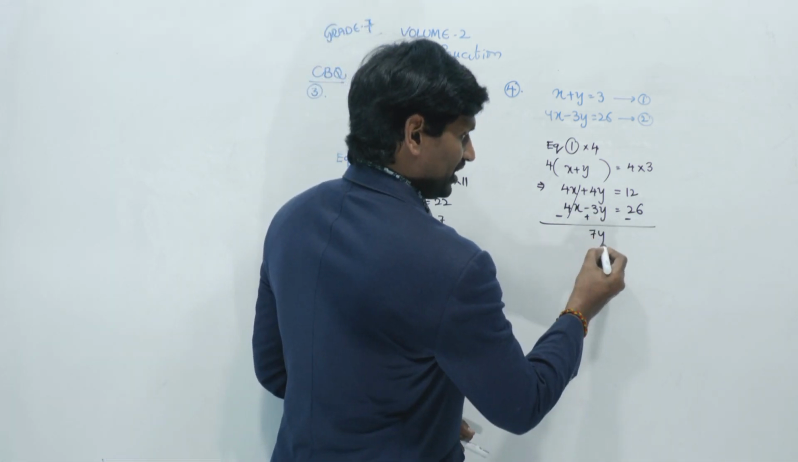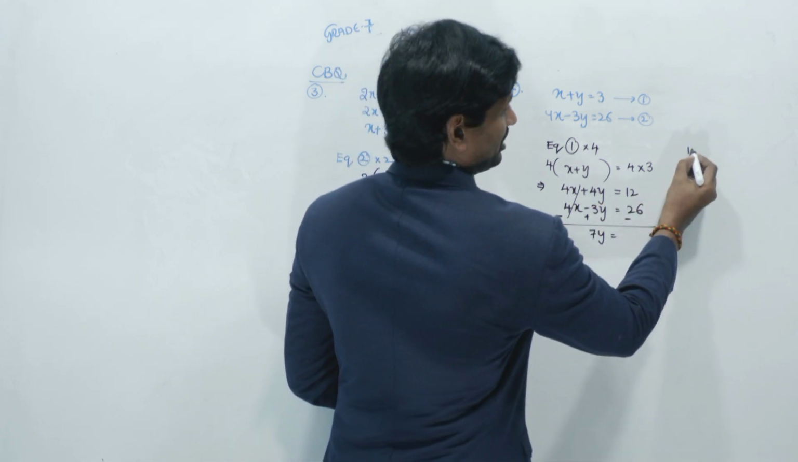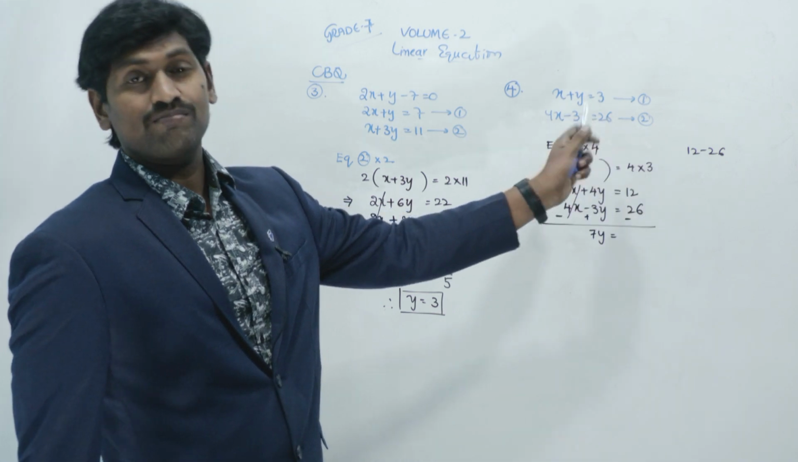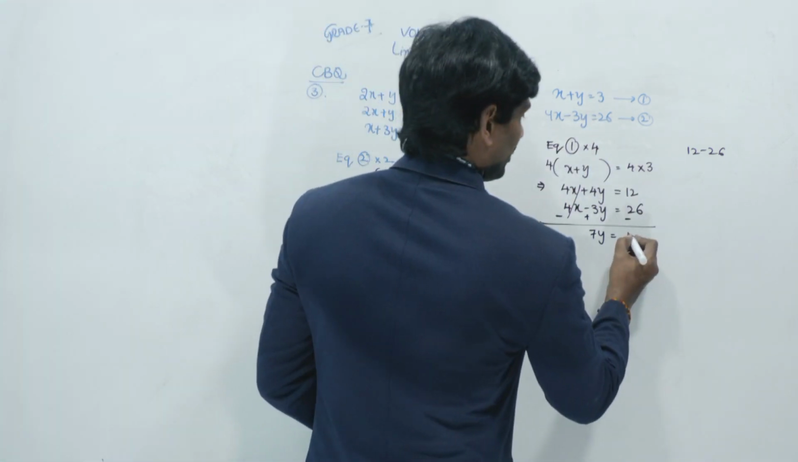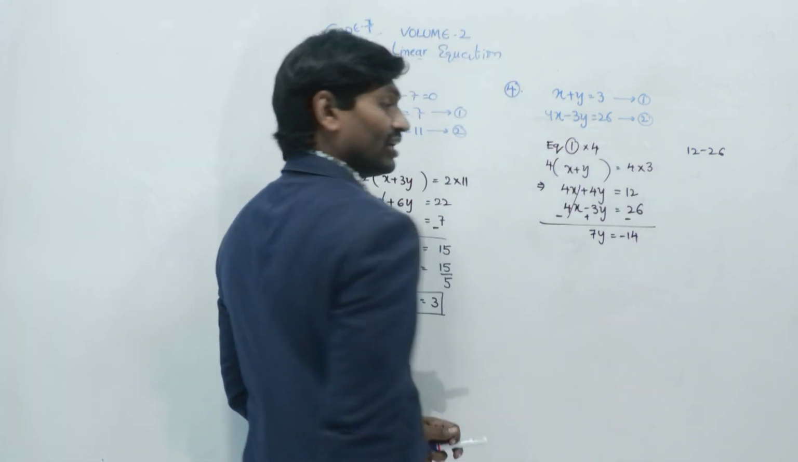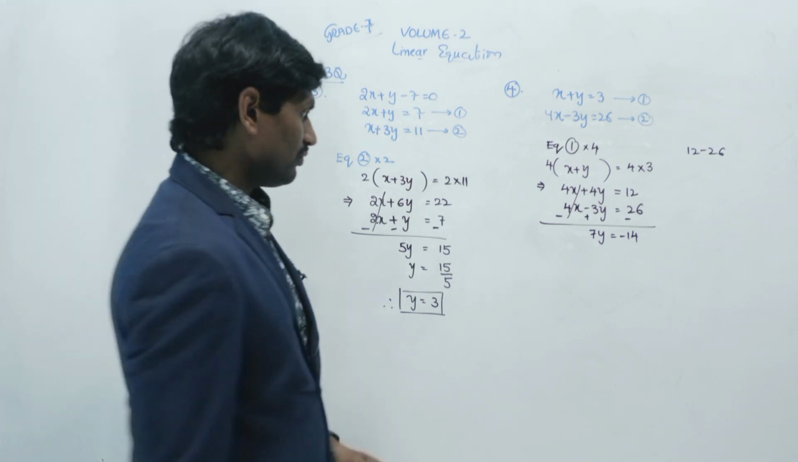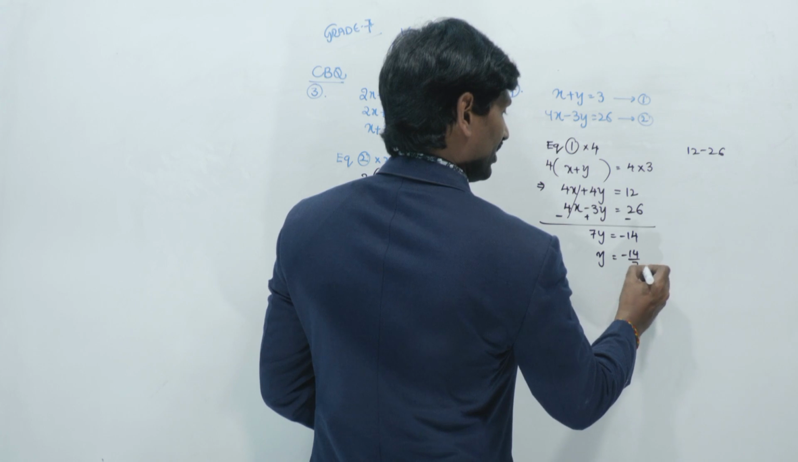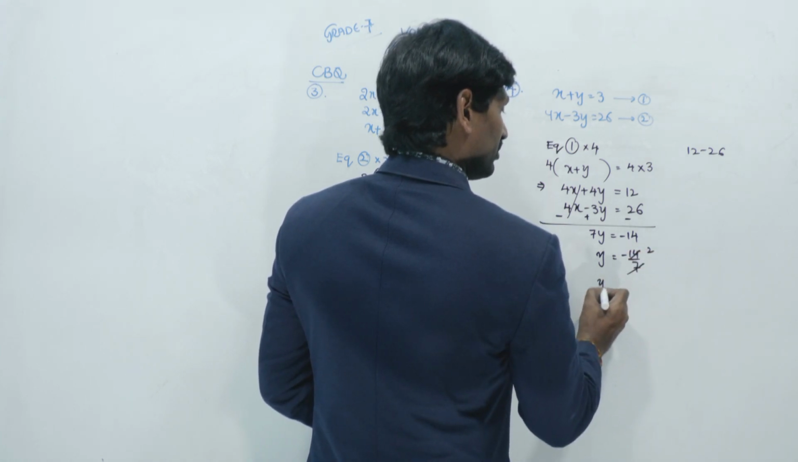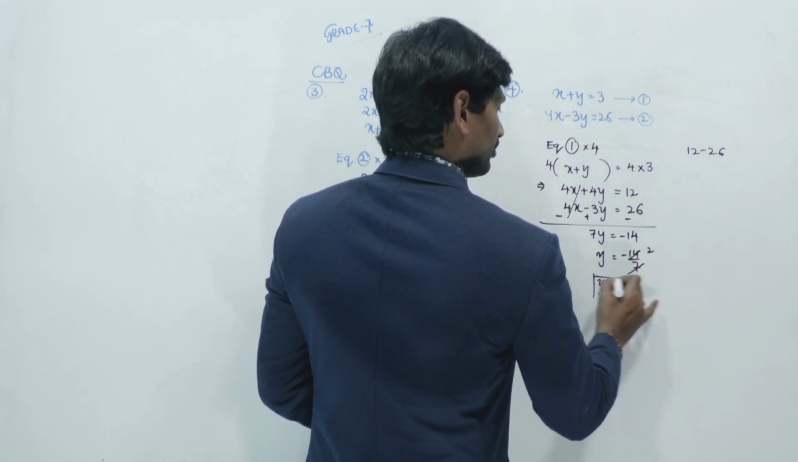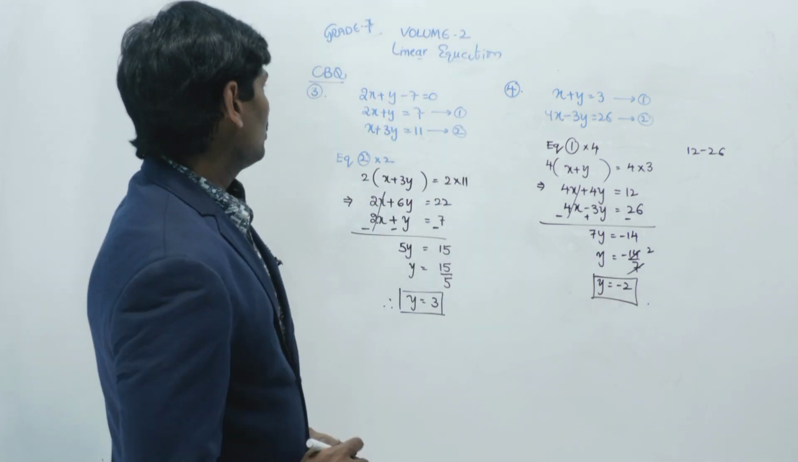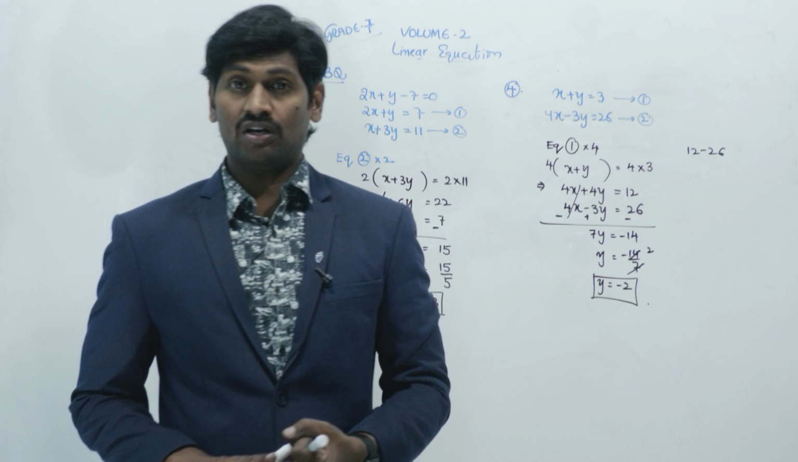So 7y equals 12 minus 26. 12 minus 26 is not possible. 26 minus 12 is 14, and the bigger number has the negative symbol, so negative 14. Now y equals minus 14 by 7. 7 table, 14, 2 times, so the y value is minus 2. Okay?